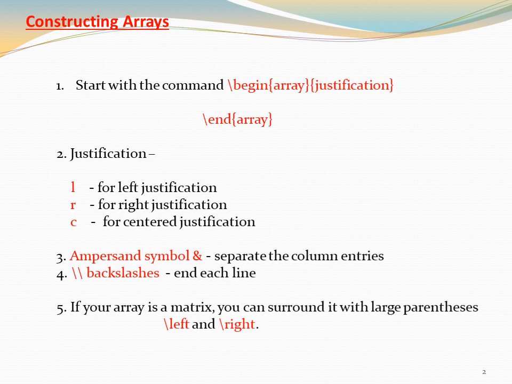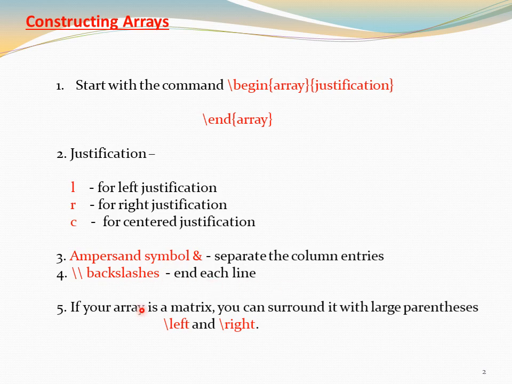First start with the command \begin{array}{justification} and end with \end{array}. In between, the array contains rows. Now the justifications will be l, r or c: l for left justification, r for right justification and c for center justification. The ampersand symbol separates the column entries and two backslashes end each line.